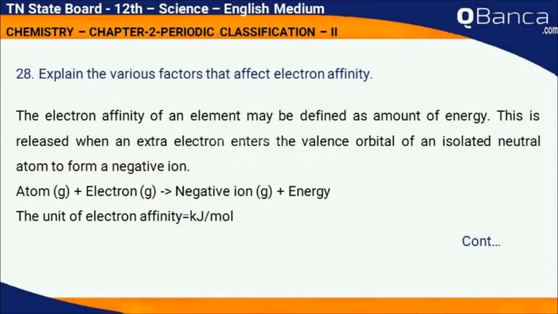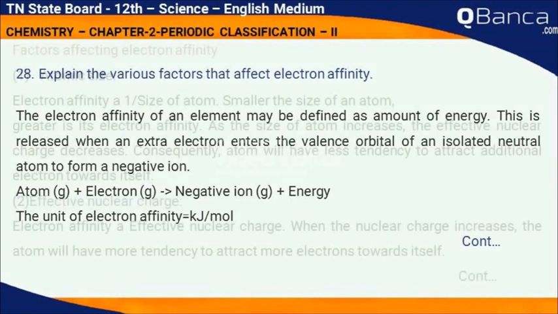Explain the various factors that affect electron affinity. The electron affinity of an element may be defined as the amount of energy released when an extra electron enters the valence orbital of an isolated neutral atom to form a negative ion. Atom plus electron gives negative ion plus energy.